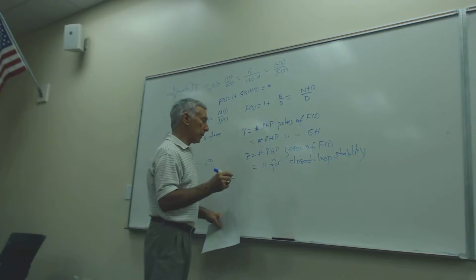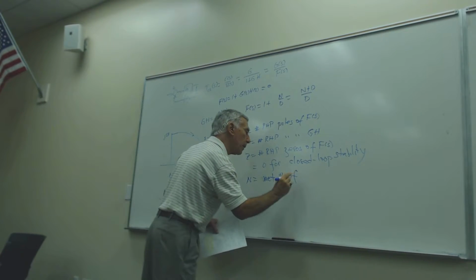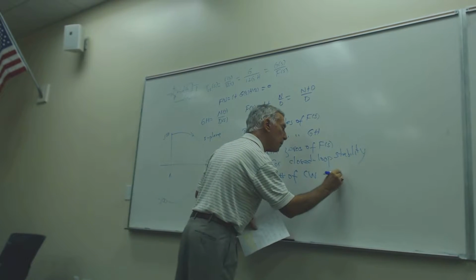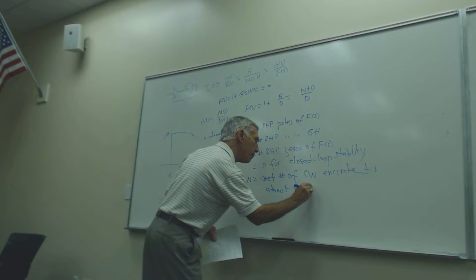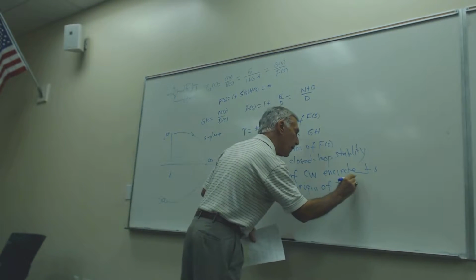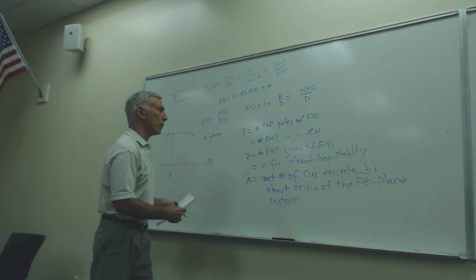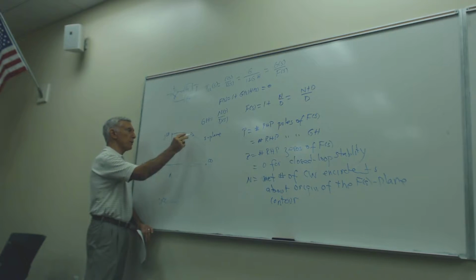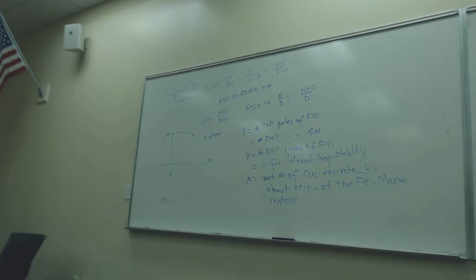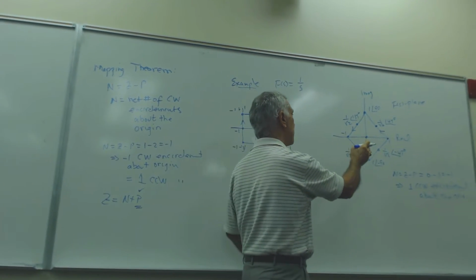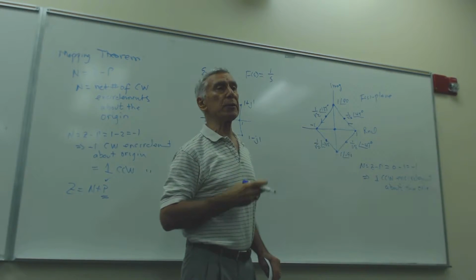And remember, N in this case is the net number of clockwise encirclements about the origin of the F(s) plane contour. In other words, what we need to do is for every point on this contour, find the corresponding point in the F(s) plane. Just like here, not every point, but for several points on this contour, we found the corresponding F(s) plane contour. And then we counted the number of encirclements about the origin.